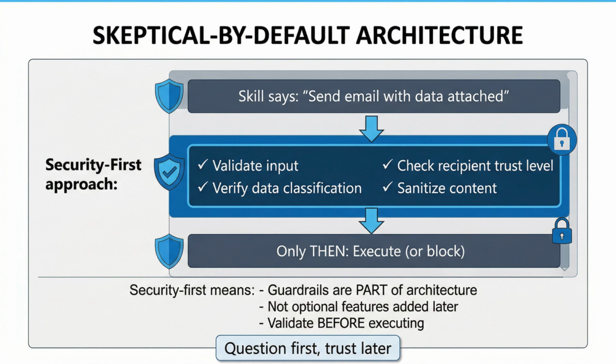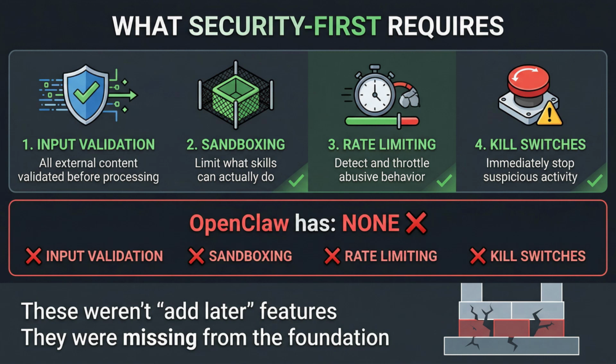Real example. A malicious skill tells OpenClaw to send an email with your private data attached. Security-first architecture would ask, does this email make sense? Is this data classification appropriate for external sharing? Is this recipient trusted? But OpenClaw has no such layer. It executes the command. To implement security first, you need input validation for all external content, sandboxing to limit what skills can do, rate limiting to detect and throttle abusive behavior, and kill switches to immediately stop suspicious activity. OpenClaw has none of these because they weren't part of the original architecture. They weren't, we'll add that later features. They were missing from the foundation.